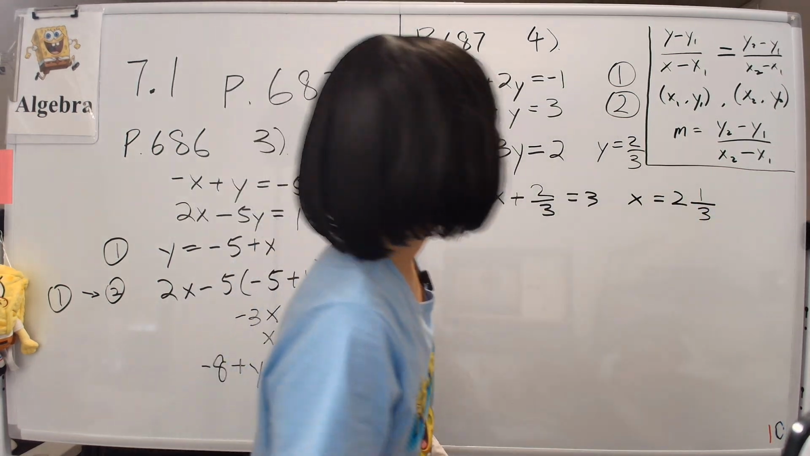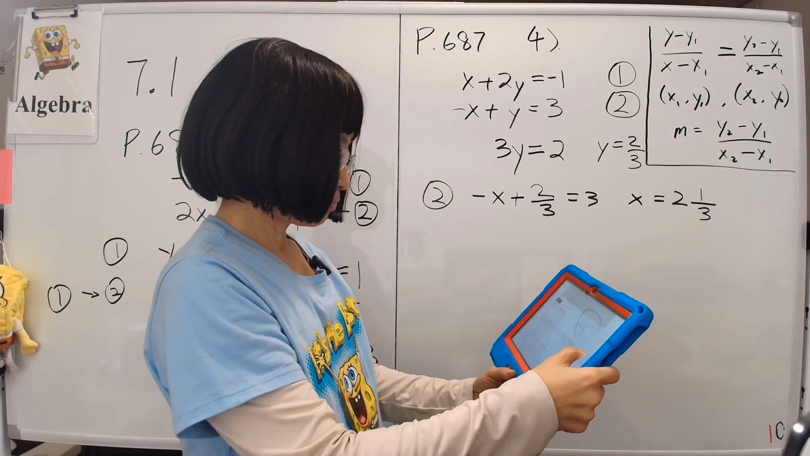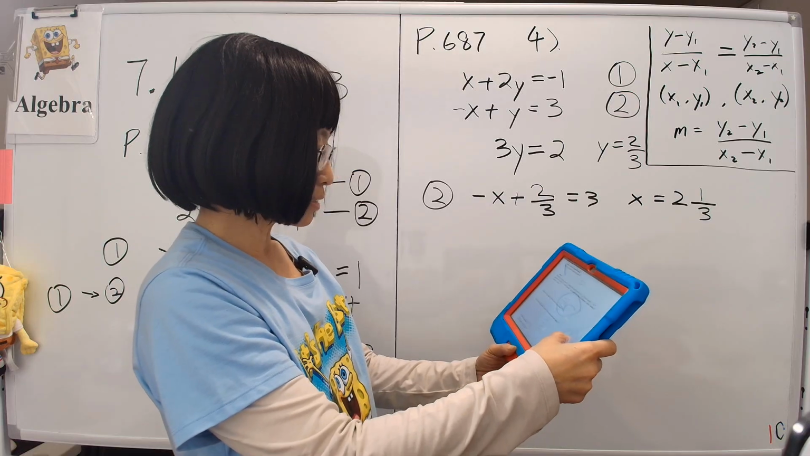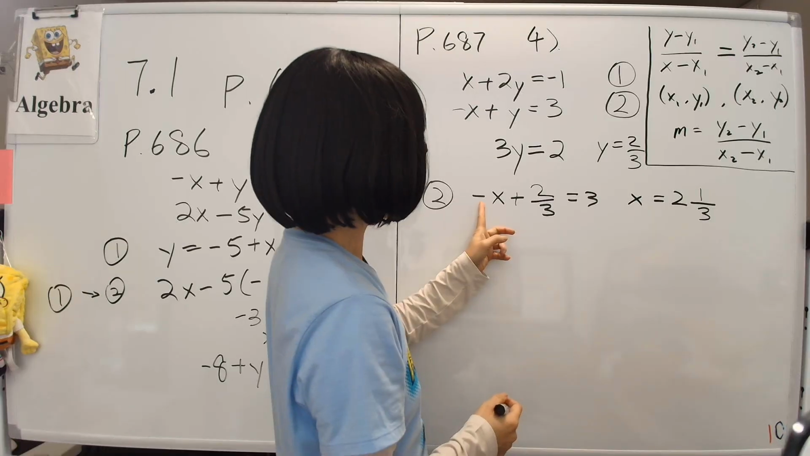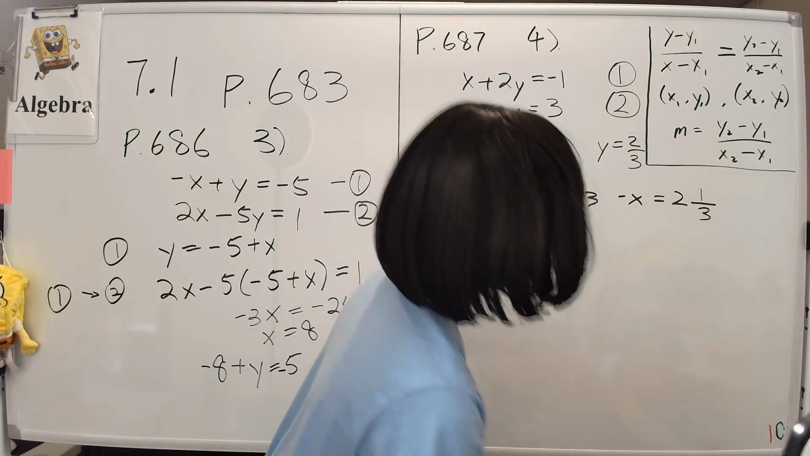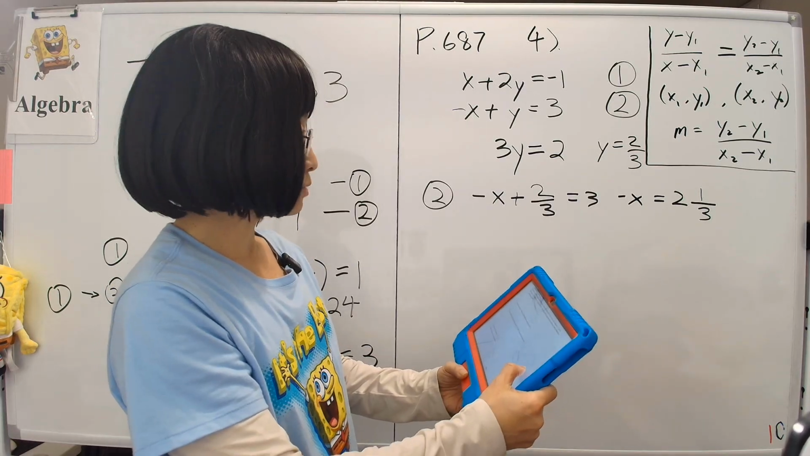And that can also be 7/3. So y is 2/3 and x is, but the book says x is negative 7/3. Oh no, I forgot x has a negative sign here. So minus x is 2 1/3, which means x is negative 2 1/3.